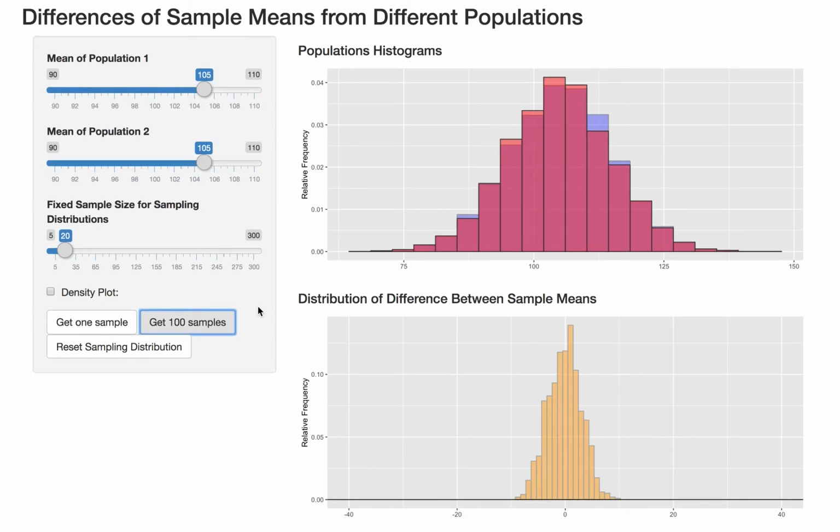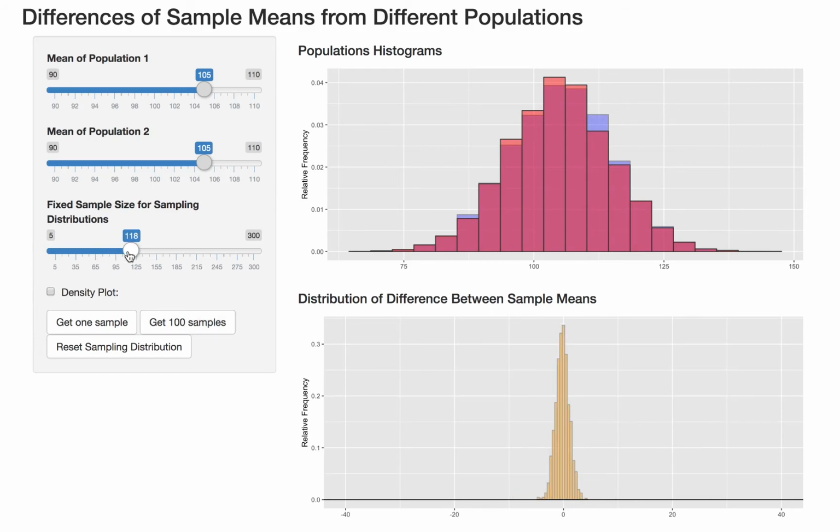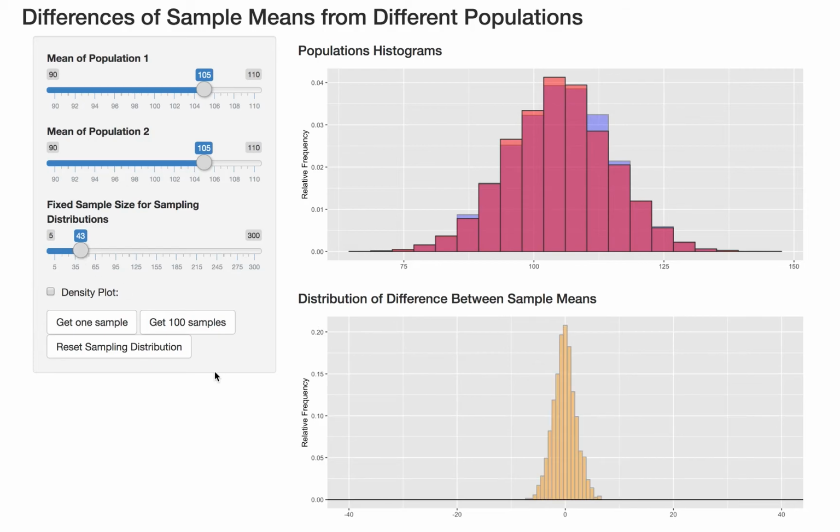Now what I want you to notice is that when the population means are the same, the sampling distribution for x1 bar minus x2 bar is centered at 0. These are the most likely values. They're also close to 0, okay? With some sort of variation. Now, as usual, the amount of variation from that peak decreases as I increase my sample size, right? So I see much less variation away from 0 when I have a sample size of 200 versus a sample size of 43.